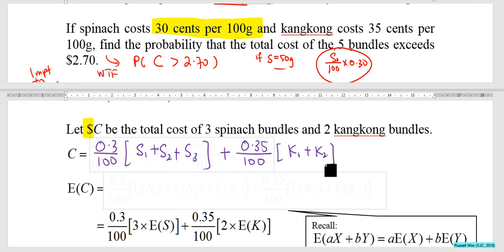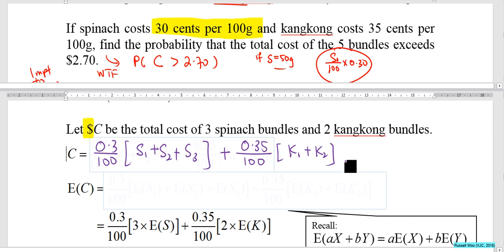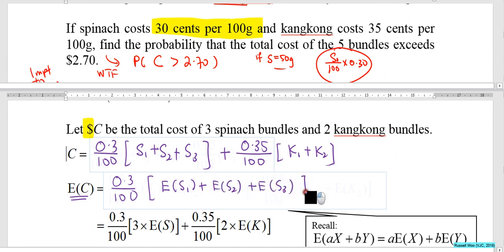This is the most important part to solving this question. If you are able to express C in terms of S and K, I think the rest is simple. You just need to say this. Therefore, the expected value of C is 0.3 over 100 times the expected value of S1 plus the expected value of S2 plus the expected value of S3, plus 0.35 over 100 times the expected values of K1 and K2.